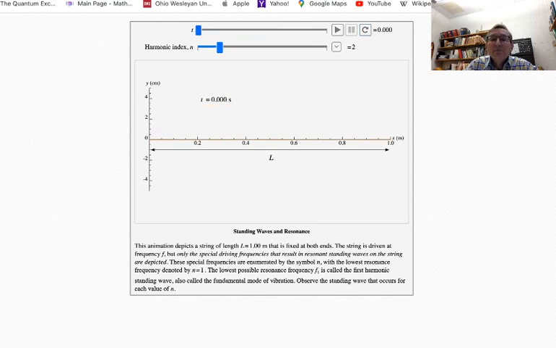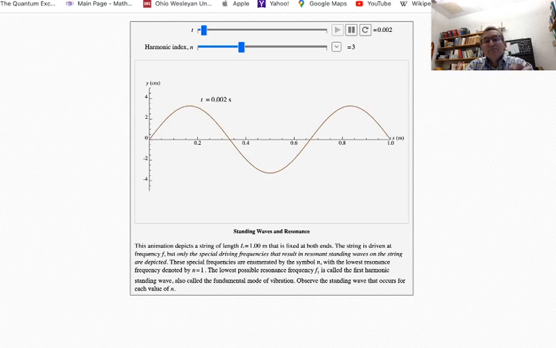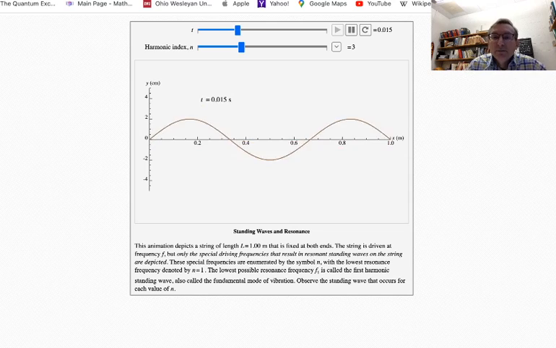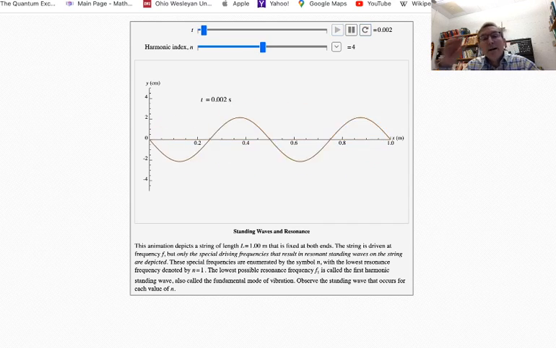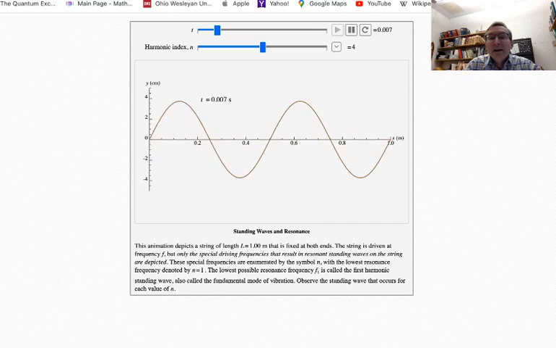Now let's go to the third. And we're going to drive it now at a frequency of F3, which is 3 times F1. Let's see what we see. 2 nodes, one at 1/3 of L and the other at 2/3 of L. And 3 antinodes, and faster, more rapid oscillation. How about the fourth harmonic? All right, now at F4, we're going even more rapid oscillation. 3 nodes in the middle region, 4 antinodes.